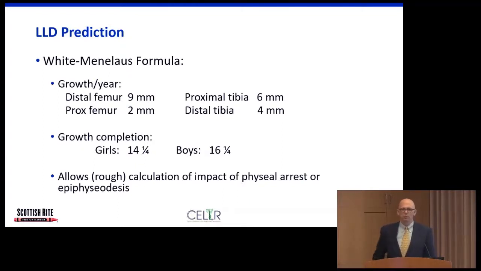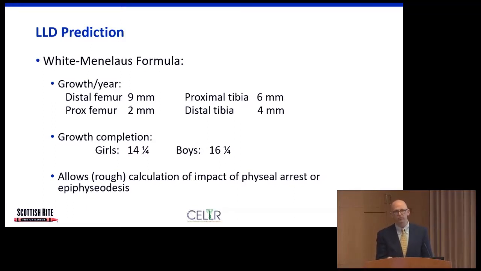So basically, what the White-Menelaus formula tells us is how much growth per year we get at each growth plate. So you can see that the distal femur and the proximal tibia together, this 9 millimeters and 6 millimeters, that accounts for 1.5 centimeters of growth per year on average. Now, no child grows 1.5 centimeters from their distal femur and proximal tibia every year until they're done growing, right? There's some variation in how much they grow. But if you look at it over time, on average, that's what it is.